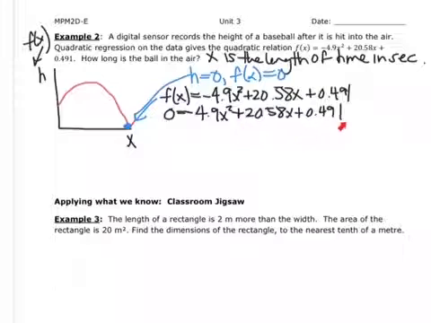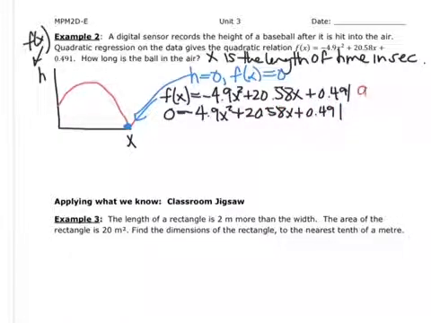Do we want to factor this, or do we want to use the quadratic formula? Factoring this would be very, very difficult because we have decimals. I don't want to look for two numbers that multiply to negative 4.9 times 0.491 and add to 20.58. It would be much faster in this case to use the quadratic formula. So flip over to the quadratic formula in the previous page, and let's fill in our a, our b, and our c. Our a is going to equal whatever the coefficient of x squared is. That's negative 4.9.